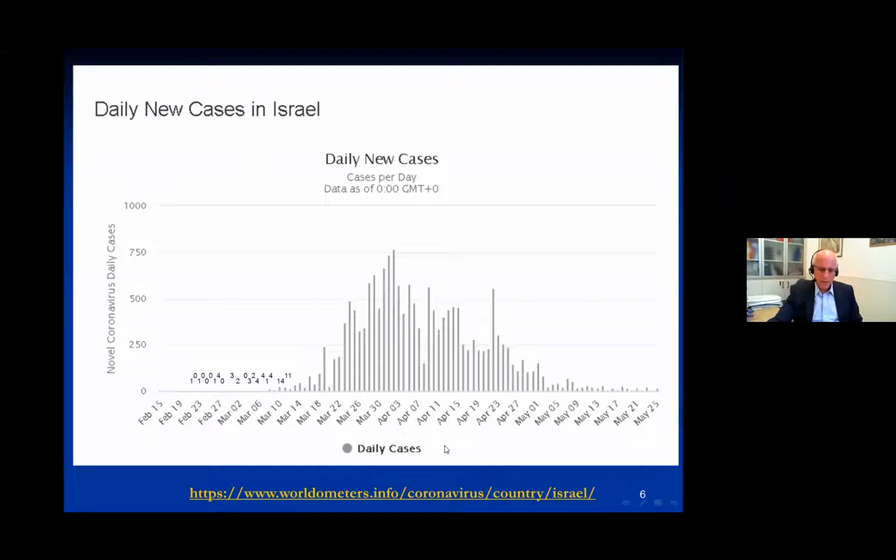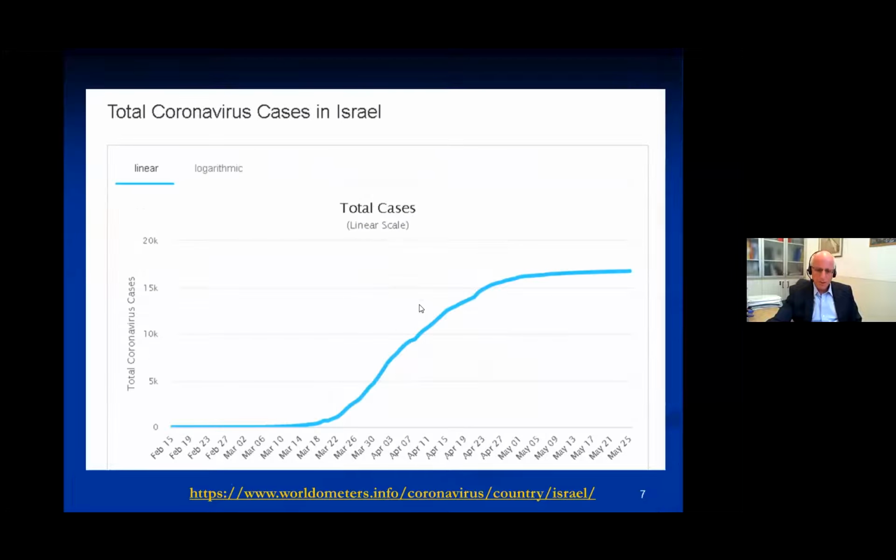This is what our epidemic curve looks like. For the daily new cases, you can see that we really start to take off in the later part of March and into April before we begin to see a downturn, and that downturn is gradual. This is what the total coronavirus case curve looks like, stretching out until the end of May. I want to focus on this period at the very end of March, where we really start to see a steep upslope in the total coronavirus cases in Israel.